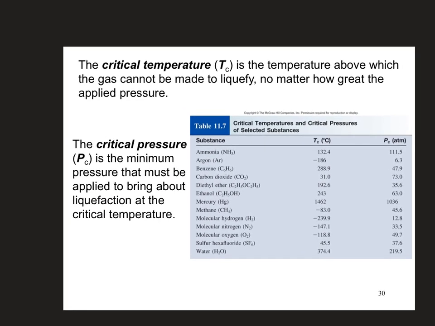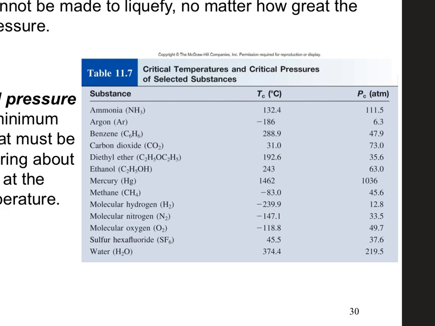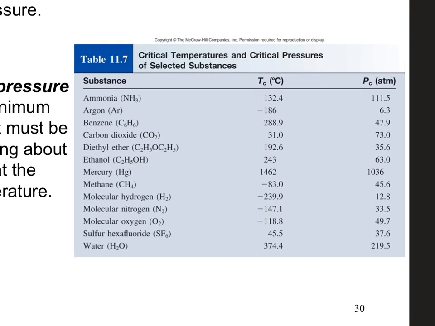Again, some definitions here. Critical temperature, temperature above which the gas cannot be made to liquefy, no matter how great the pressure. So again, thinking back to gas laws in Gen Chem 1, you can apply so much pressure to a gas that you turn it into a liquid. Critical temperature is the temperature at which you can't do that anymore. Critical pressure, the minimum pressure that has to be applied for that liquefaction. This table here is a little more important, so I want to focus a little bit on it, if you can actually see those values.